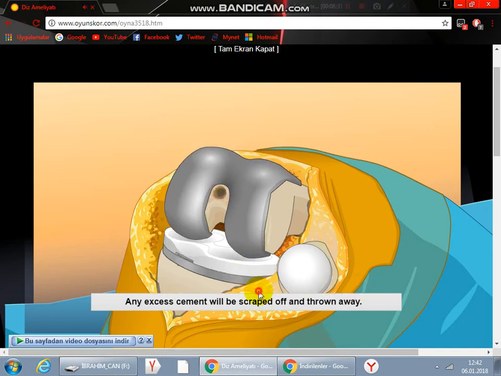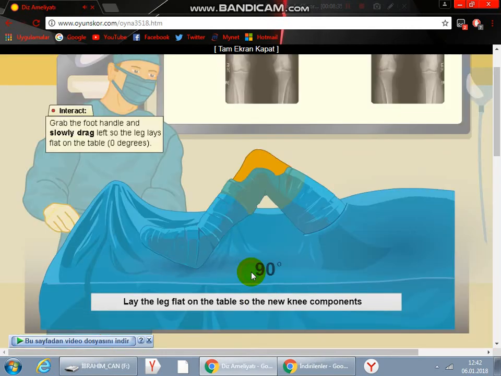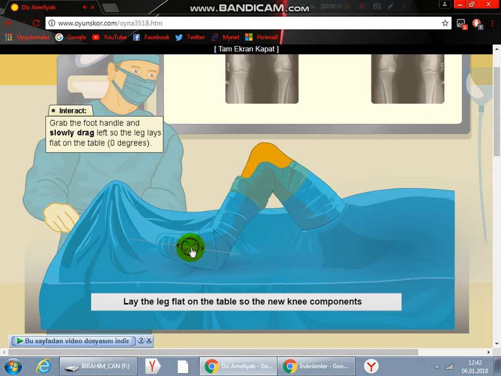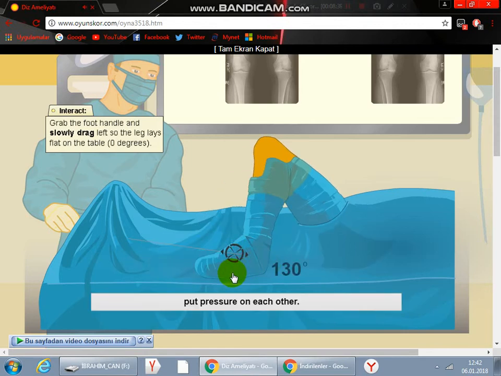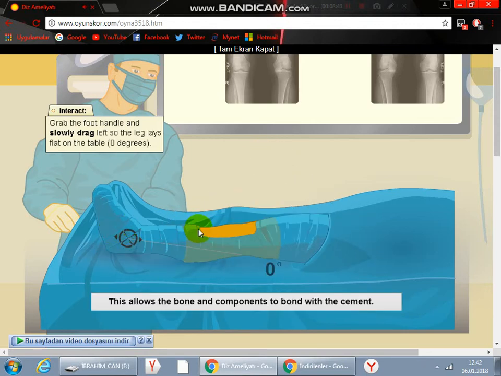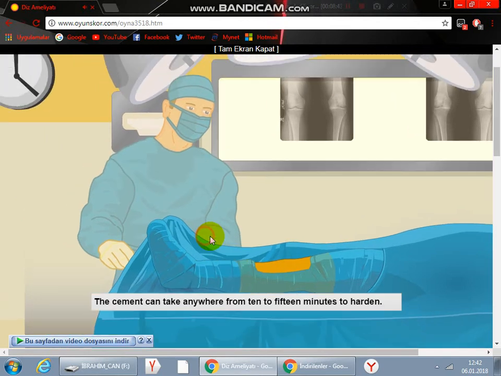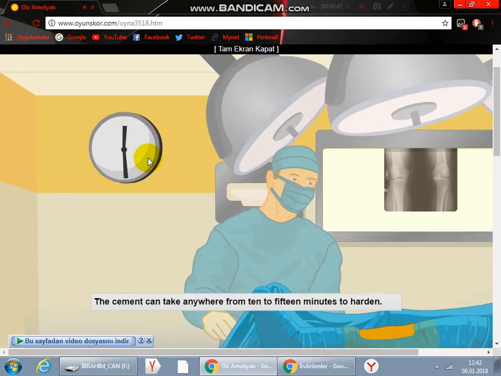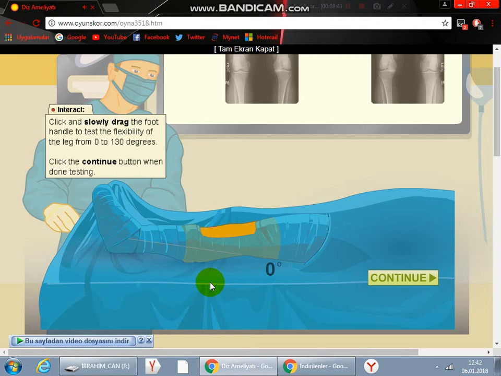Any excess cement will be scraped off and thrown away. Lay the leg flat on the table so the new knee components put pressure on each other. This allows the bone and components to bond with the cement. The cement can take anywhere from 10 to 15 minutes to harden. We perform our range of motion tests one final time.